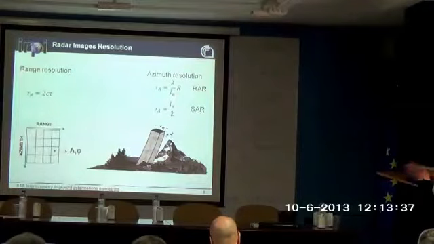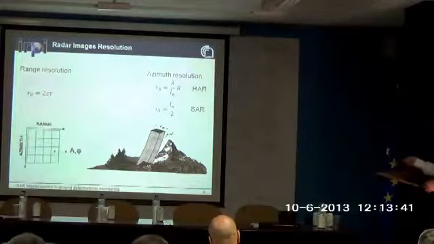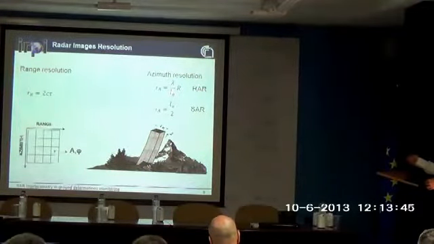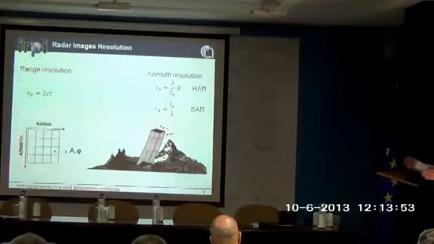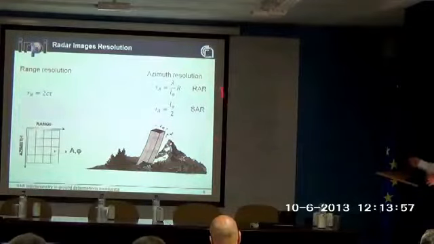This is the length of the antenna, which is the physical dimension of the antenna. Here you see that if the antenna is bigger, the better resolution that we have. While for the synthetic aperture radar, we need a very small antenna to have a better resolution. So as a matter of fact, with the synthetic aperture radar, we have a better resolution.